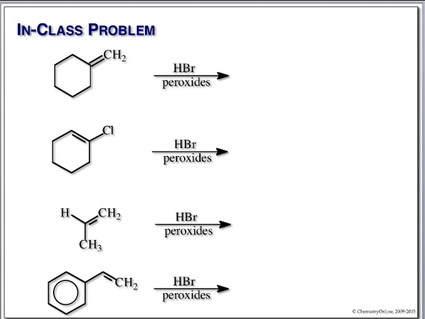With this exocyclic double bond, methylene cyclohexane it is called, this would be a primary radical, that would be a tertiary radical. So the most stable radical would look like this. Bromine adds to the primary carbon, the bromine radical does, to form the tertiary radical. Once we have the tertiary radical, we're simply going to abstract a hydrogen, put it here, and that's our final product. Go ahead and do the next one.